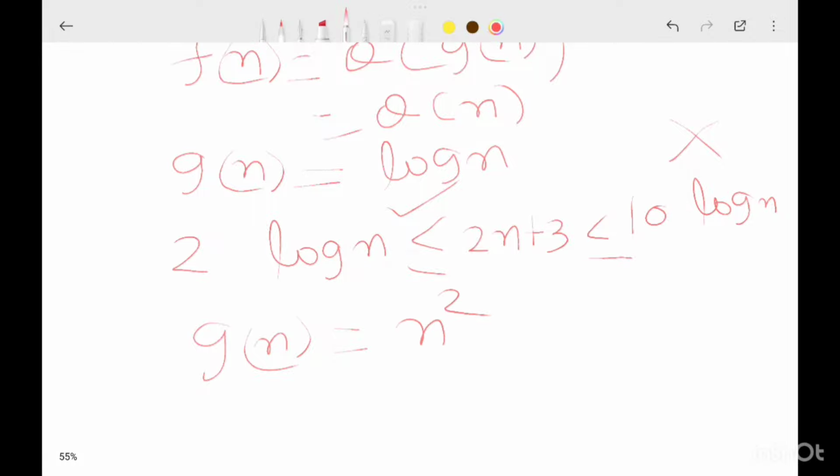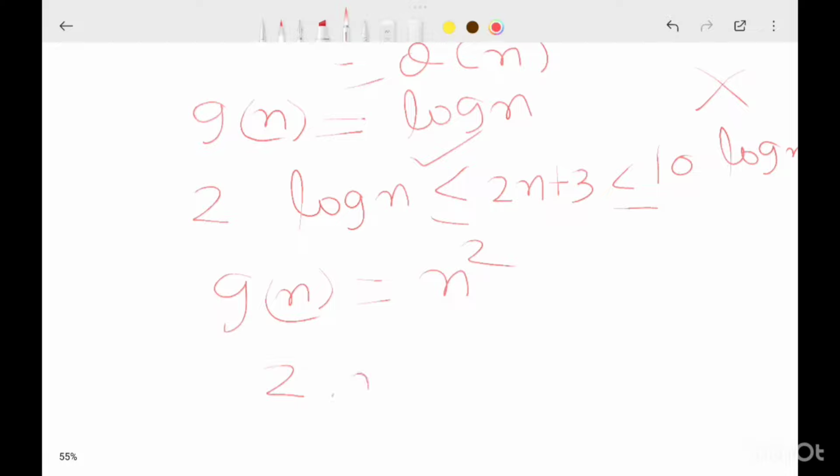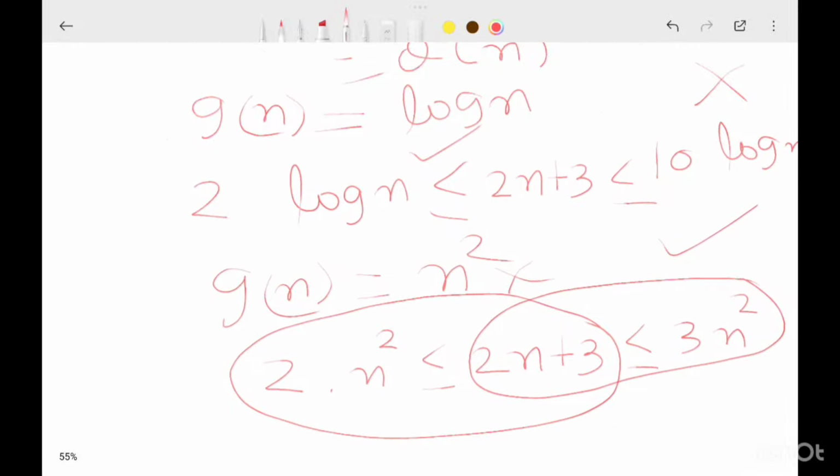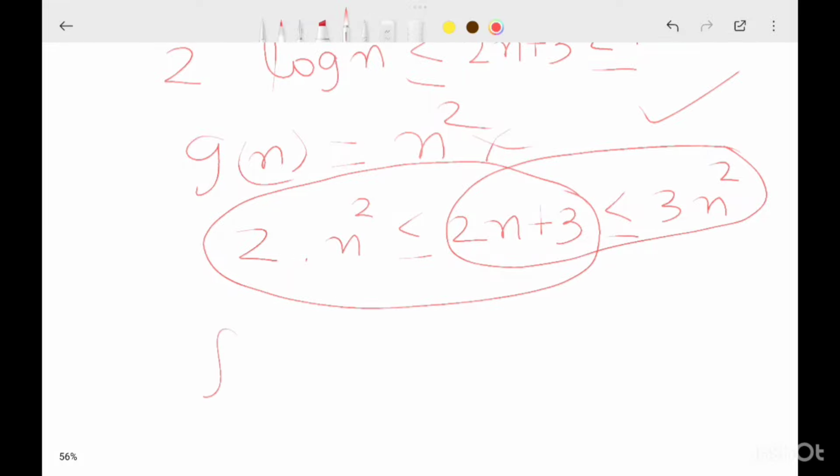The same way, we cannot use g of n as n squared. Suppose we use 2 times n squared less than or equal to 2n plus 3, which is less than or equal to 3n squared. In this case, 2n plus 3 is less than or equal to 3n squared is true, but the other condition is false. So the exact bound of this function f of n is theta of n. We cannot say theta of log n, or theta of n squared.